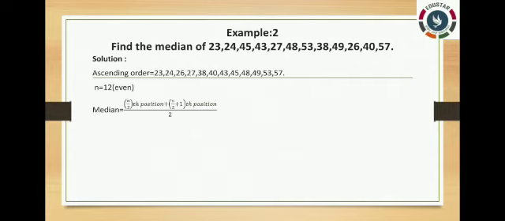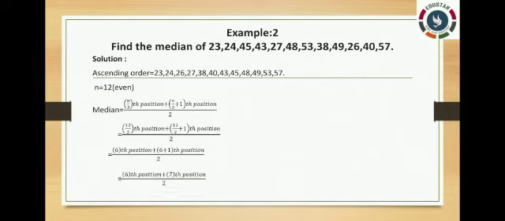Median equals (n by 2)th position plus (n by 2 plus 1)th position, divided by 2. N is 12. Replace n with 12. (12 by 2)th position plus (12 by 2 plus 1)th position divided by 2. 12 by 2, 6th position, plus 6 plus 1, 7th position.